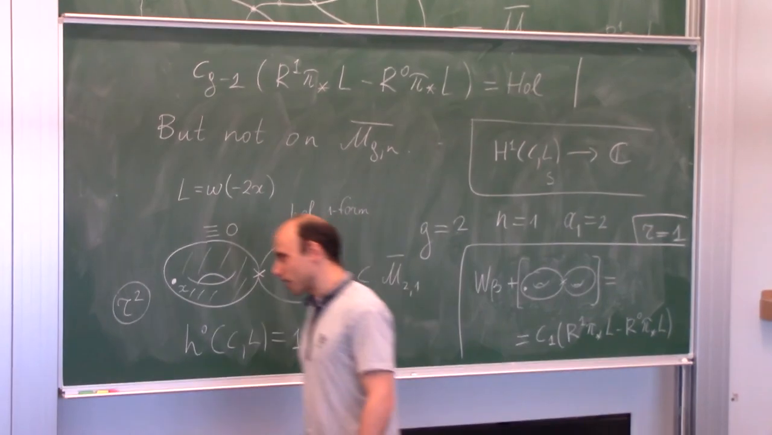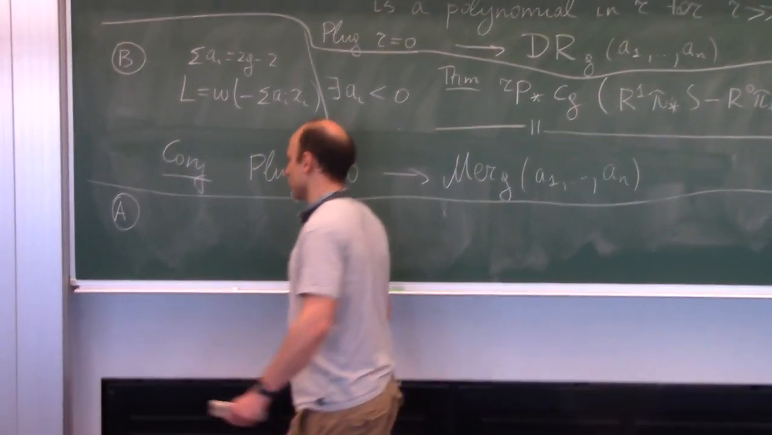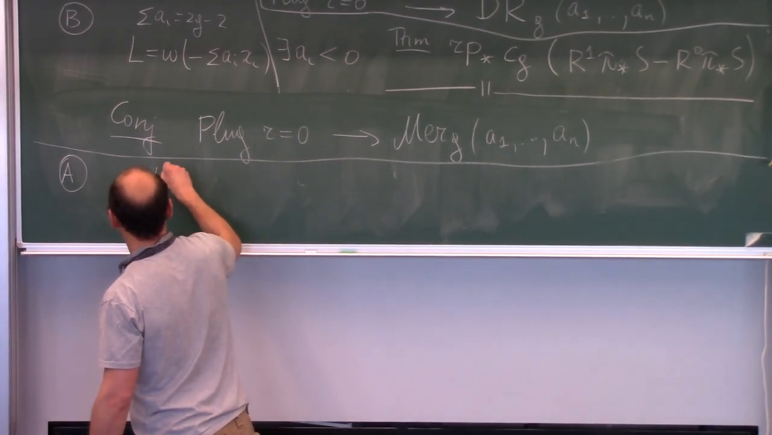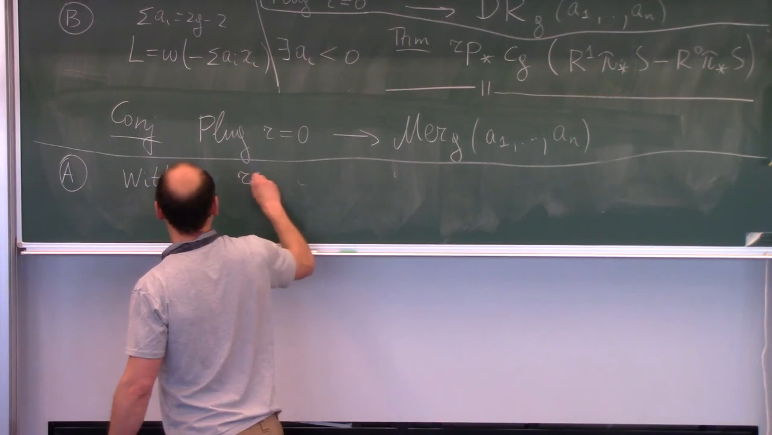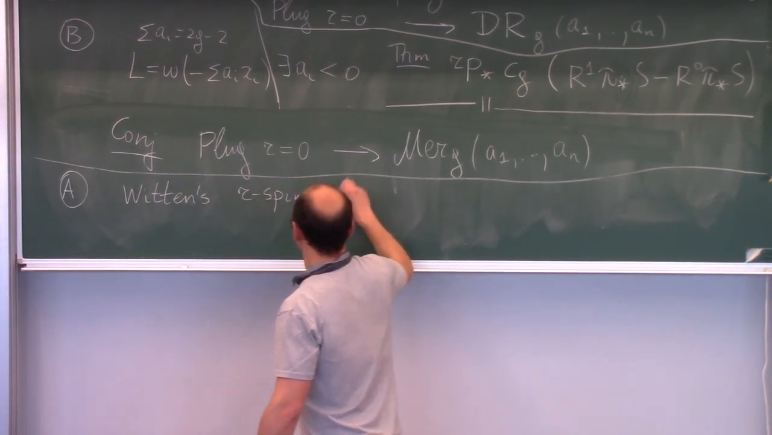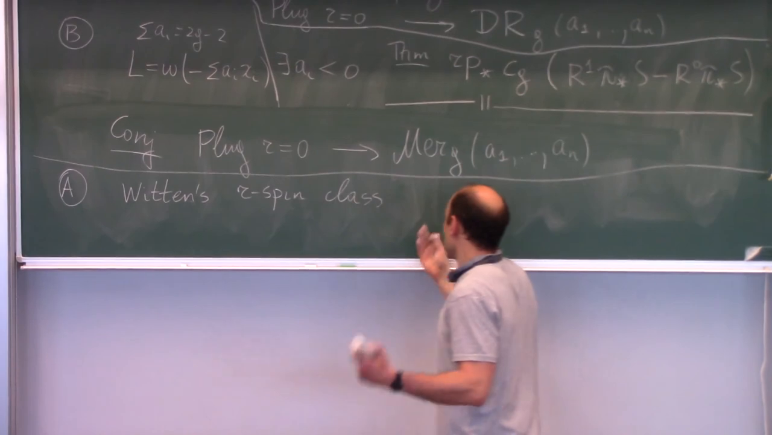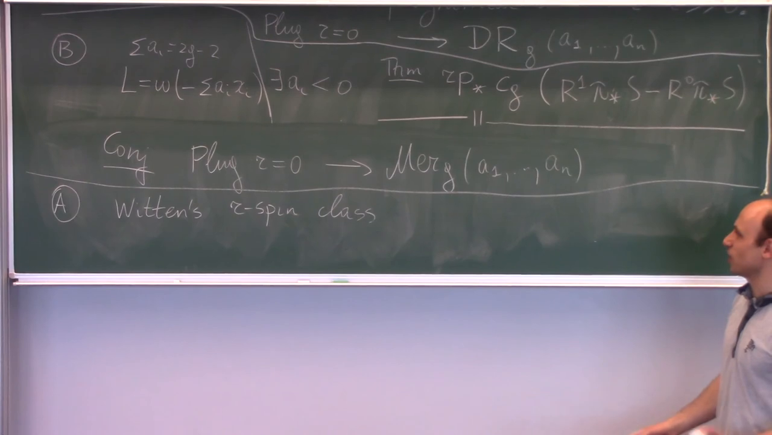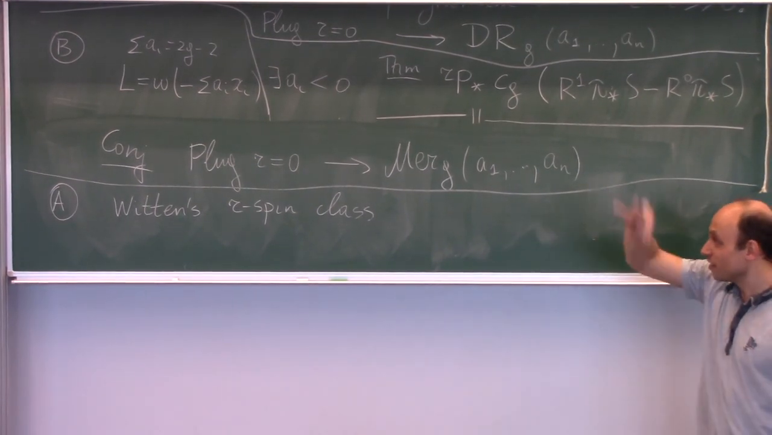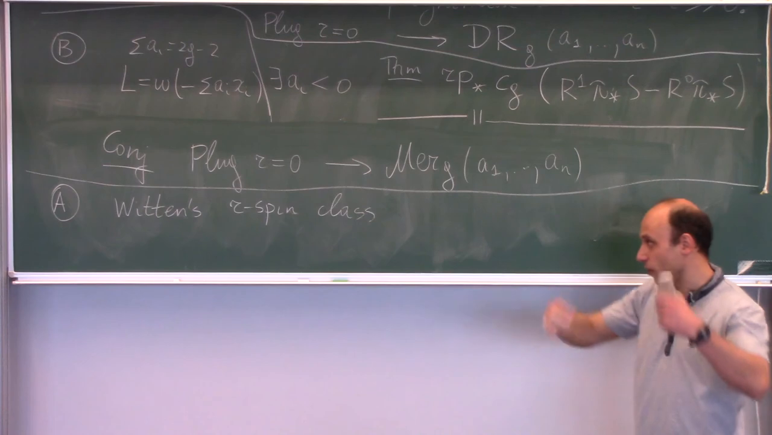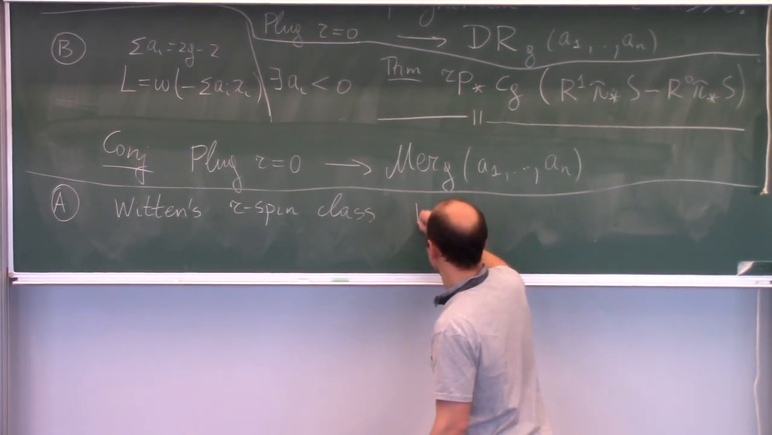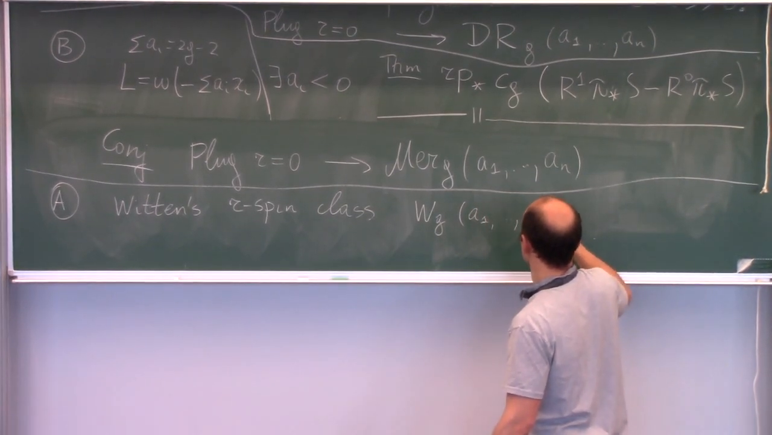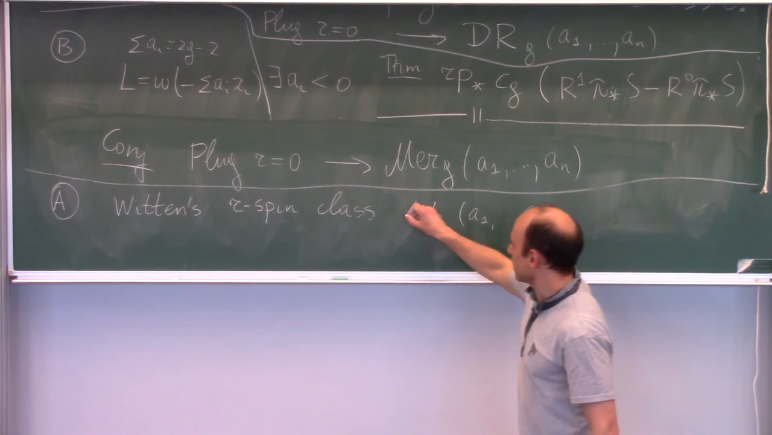And there is a special construction to do that called Witten's class, Witten's r-spin class. So in this case, we take Witten's r-spin class, which is exactly the construction that allows you to reduce the degree from g to g minus 1 using this space of r-th roots. Witten's r-spin class W_g(a_1, ..., a_n). We take its push forward.